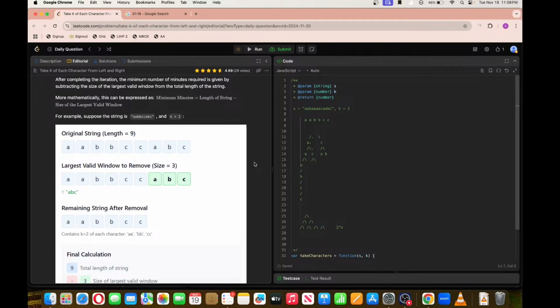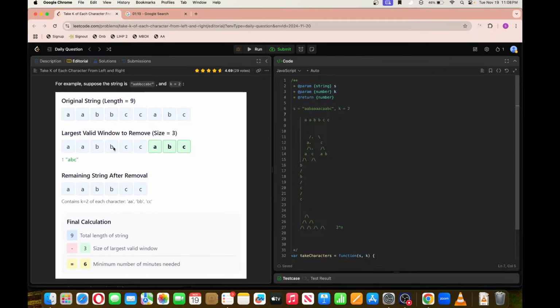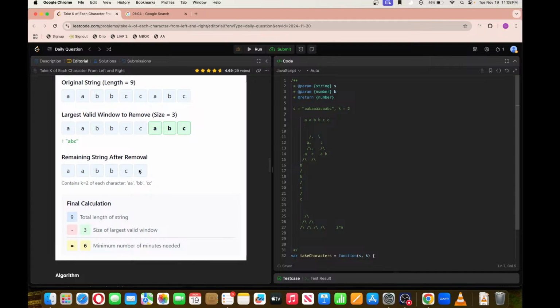After completing the iteration, the minimum number of minutes required is given by subtracting the size of the largest window from the total length of the string. So this is the original string, and the largest valid window to remove is ABC. So the remaining string after removal is this one. So total length minus size of largest valid window is equal to the minimum number of minutes needed.